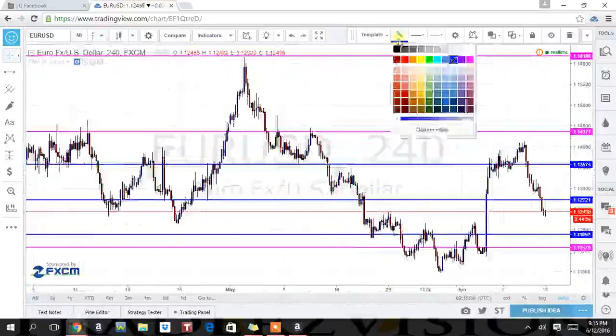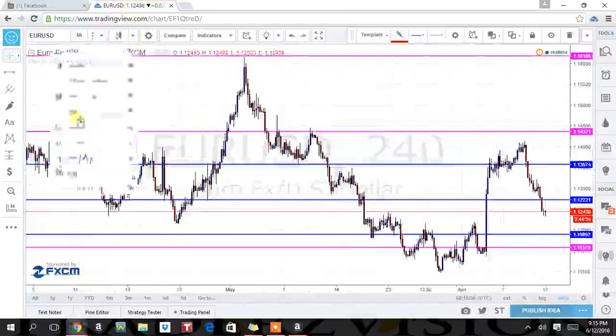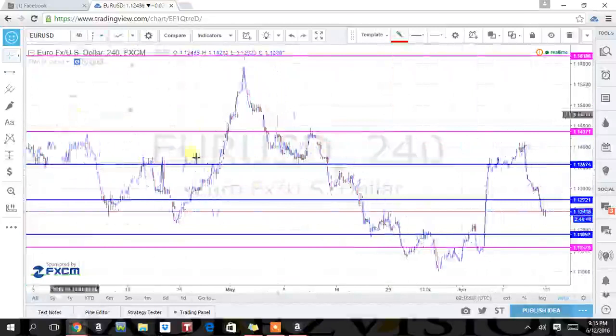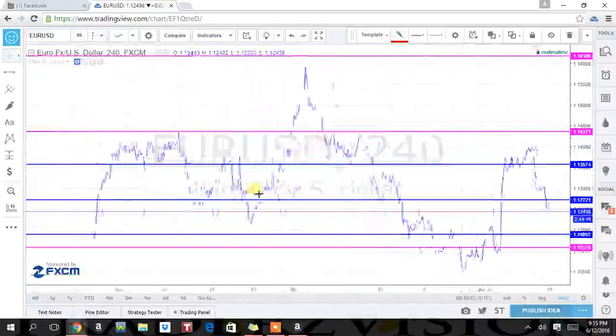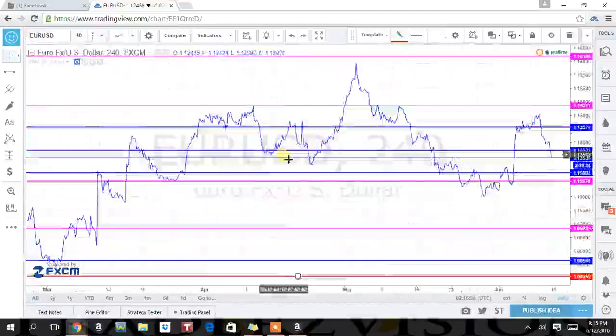Let's see. I'm going to make my 4-hour red. Switch it back to a line chart so you can see everything. Okay, let's see.